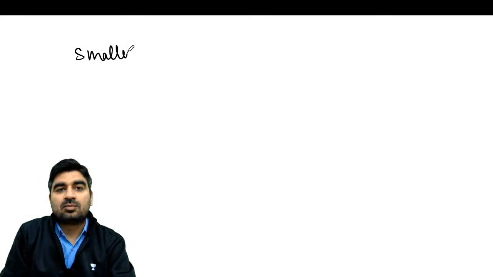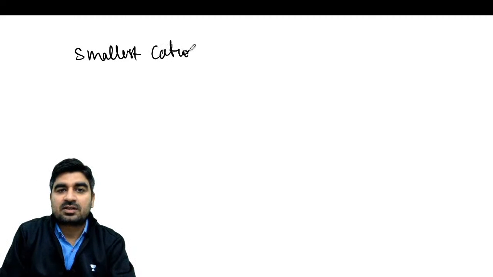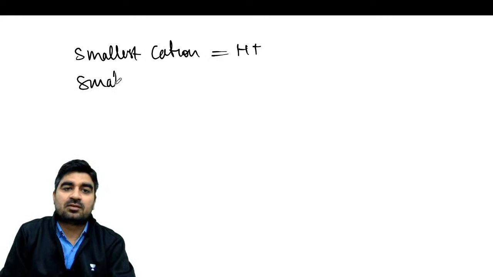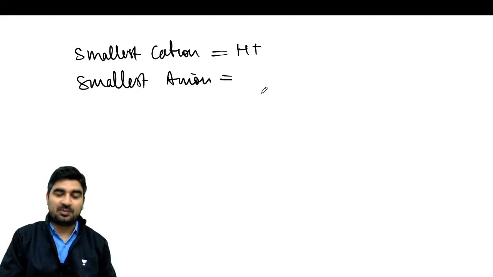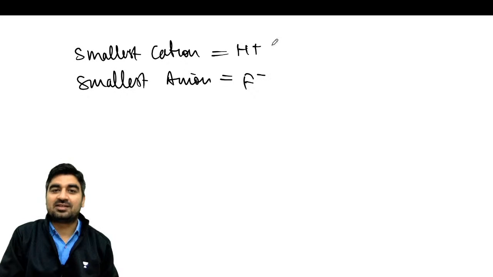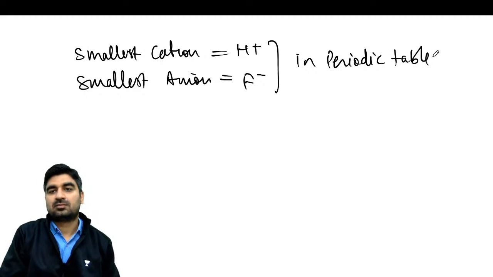Note it down. The smallest cation is H plus, and the smallest anion in the periodic table, what will it be? It will be F minus, not H minus, in the periodic table. Note it down. Got it?